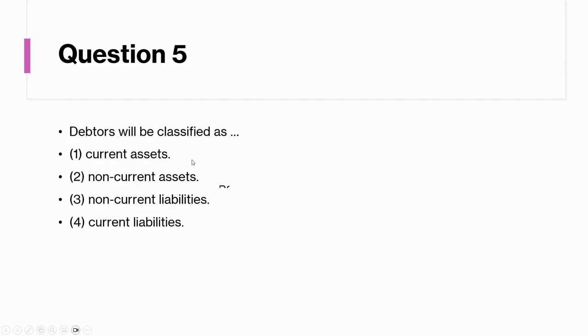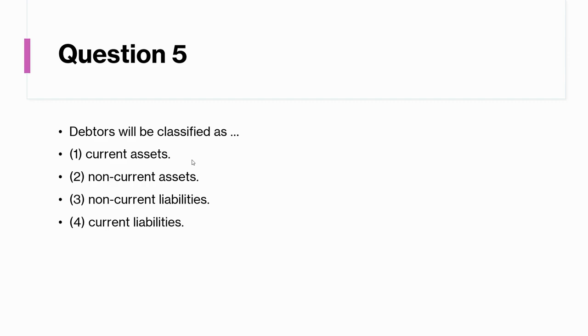Number 4, debtors are classified as current assets. Current assets are those assets that you can easily convert to cash within 1 year. For instance, your debtors are people that owe you money. Those people can come tomorrow and pay you. They can come next month, because most of the time when they open an account, they will tell you that the account is a 30 days account. So debtors are classified as current assets.